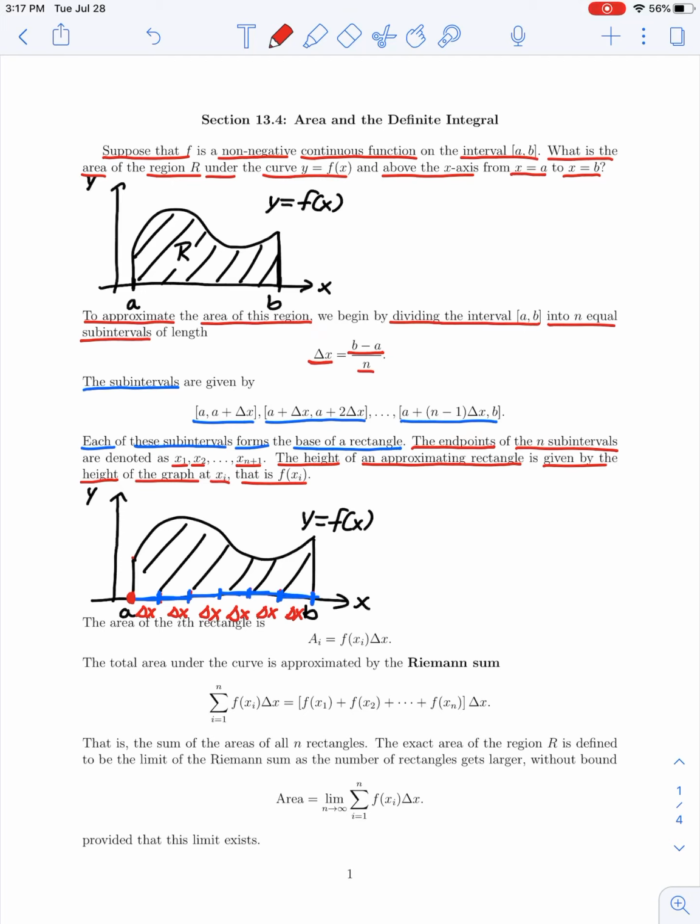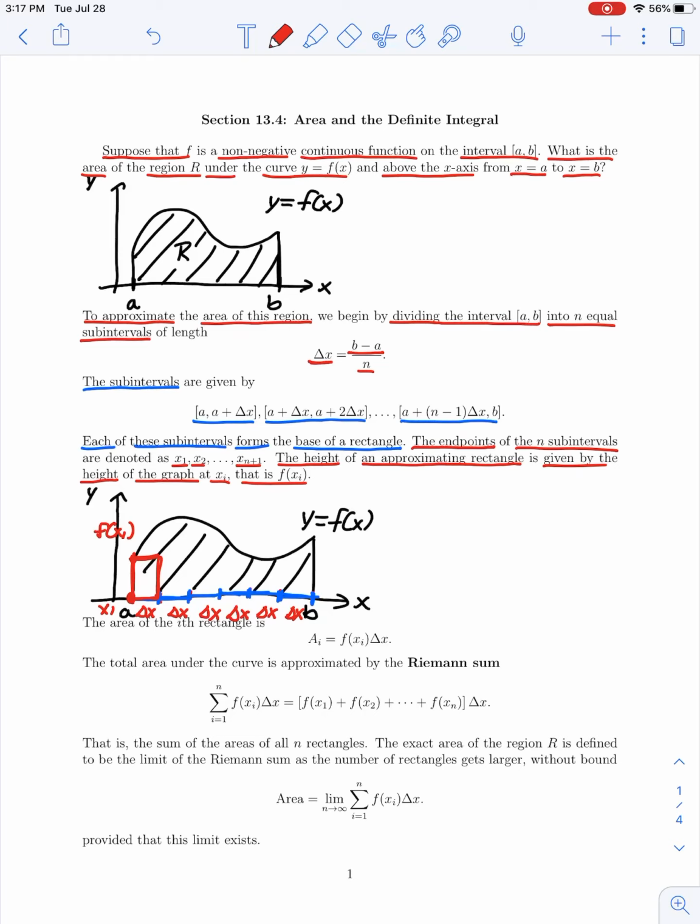So for my first endpoint, x1, I'll choose the left endpoint of my first interval, and then I can evaluate the value of the function at that point, f of x1. It would be the height of my function, and I'm going to use that as the height of a rectangle whose base is the length of this first subinterval. So I would have a little rectangle shown here.